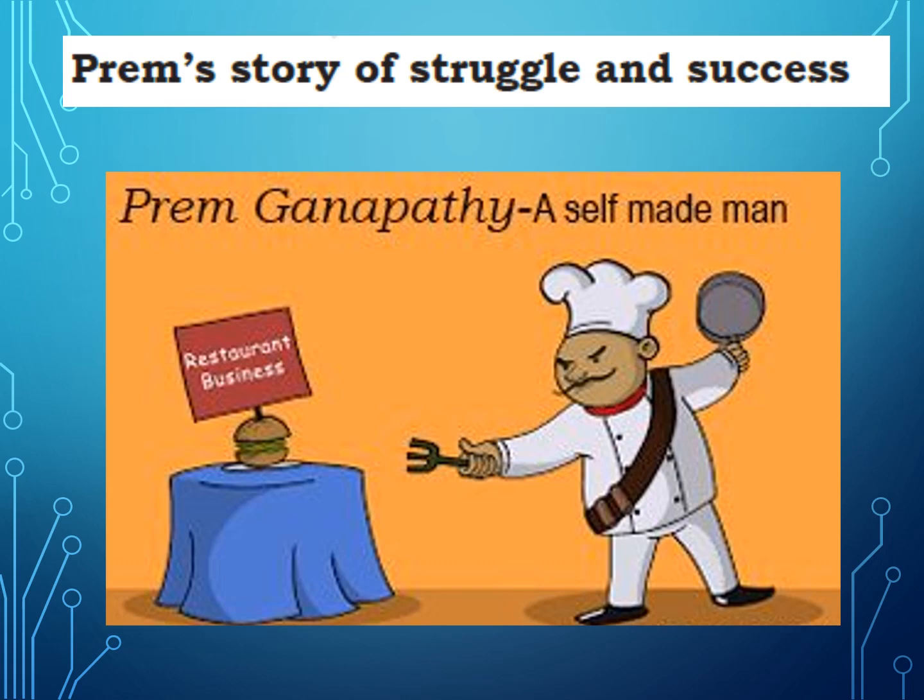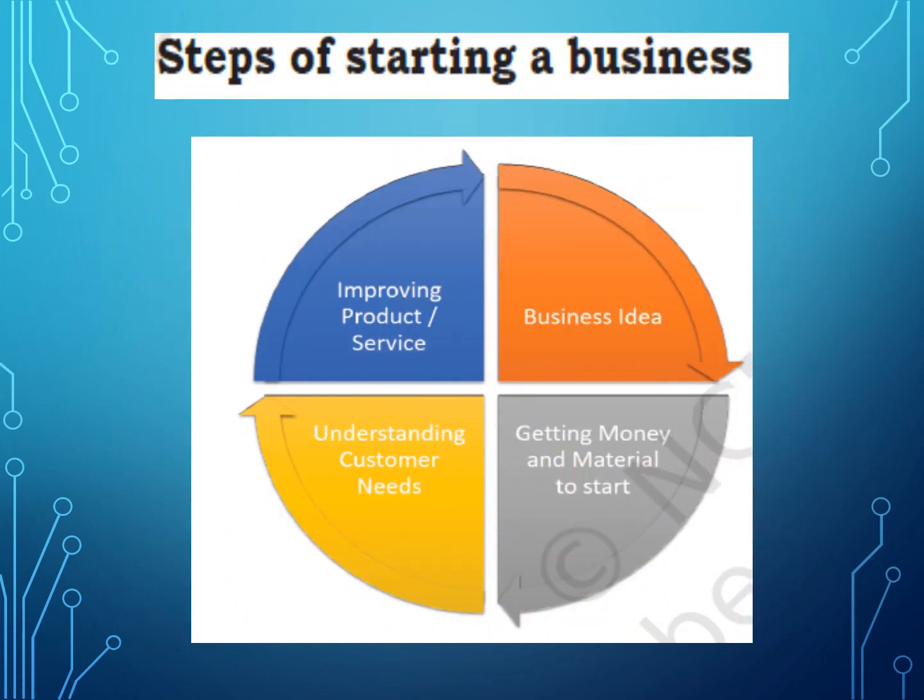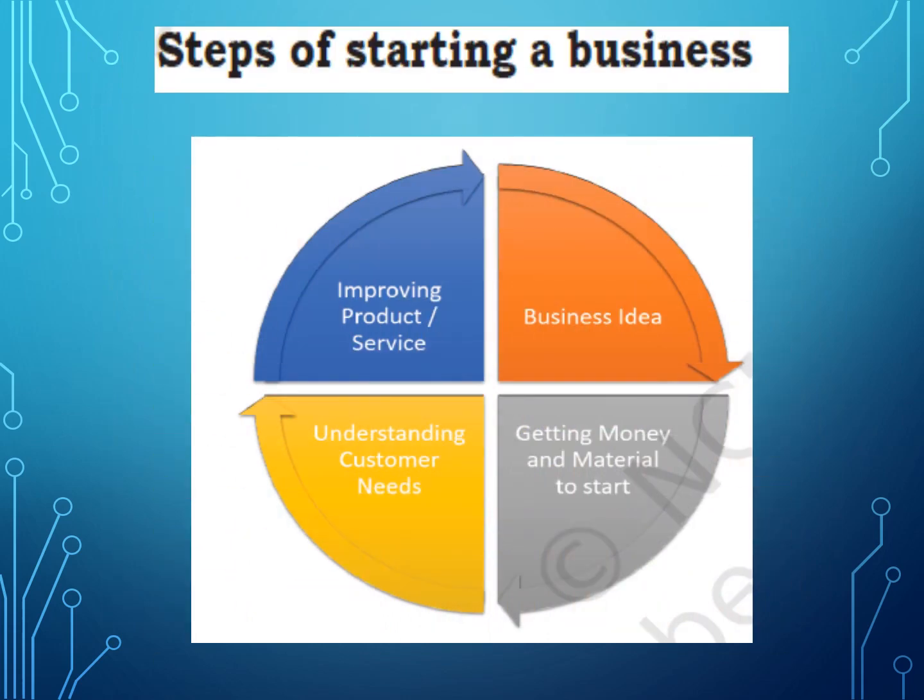From this story, what do you think are the different steps of starting a business? What are all the steps of starting a business? First, you have a business idea, then you need money for buying the material. Then what do you need? You have to understand your customers' needs, and then you have to improve your product and service. These are the 4 steps for starting a business.